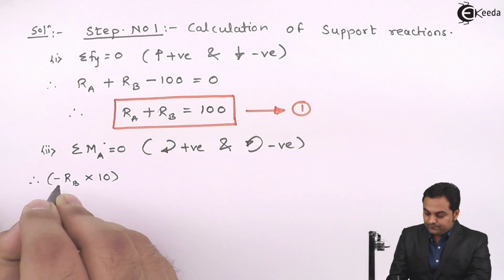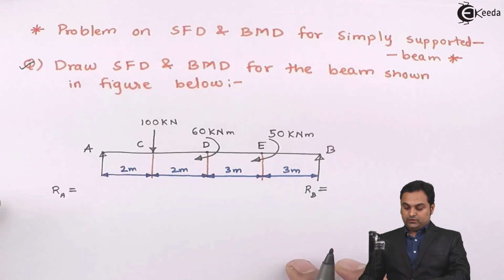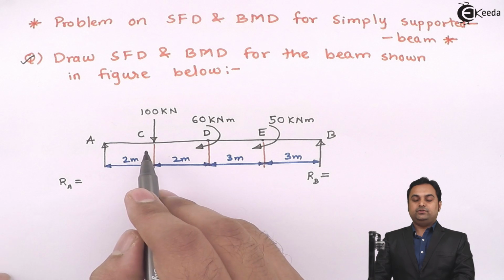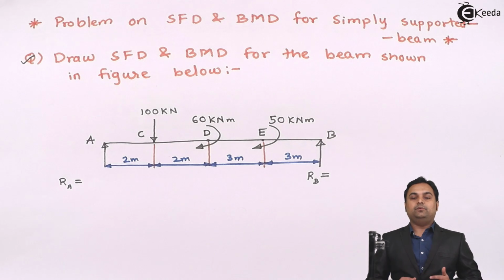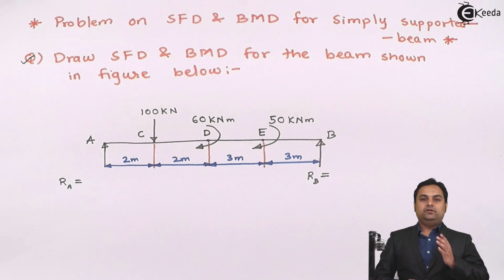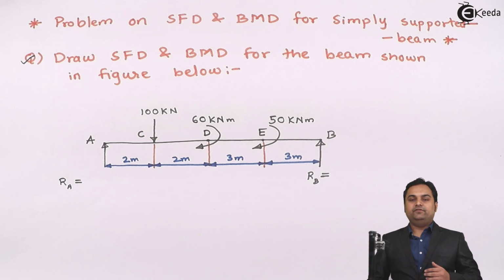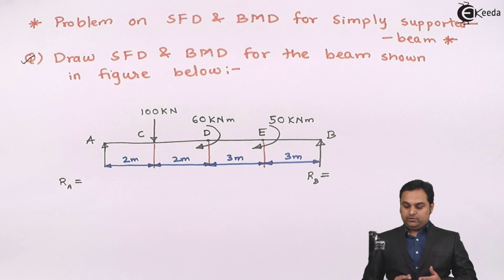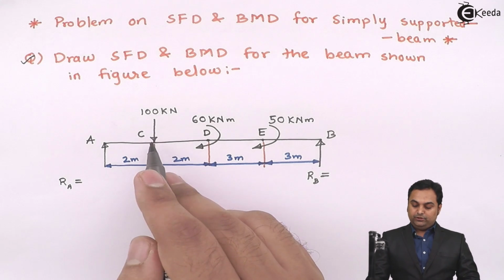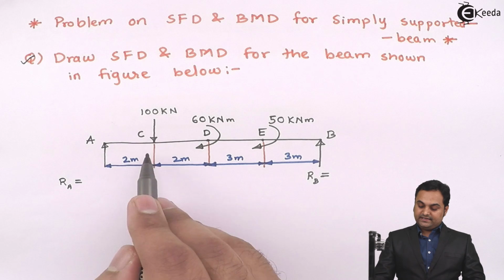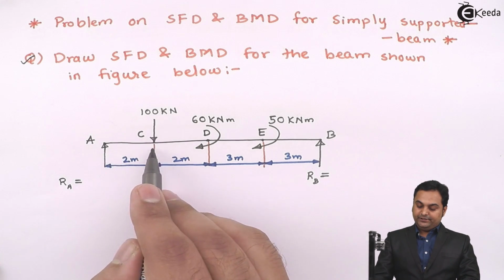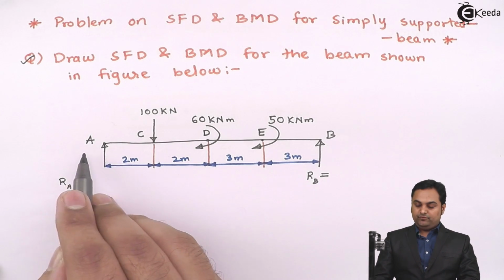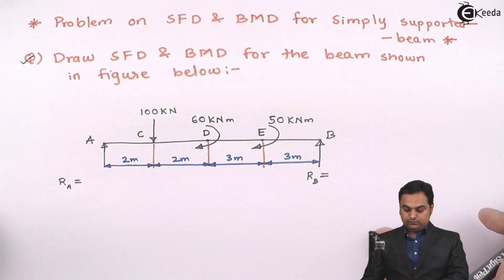So minus RB into 10. Next, here we have 100 kilonewton load, which is the point load. Whenever we are solving the problem, when we want to take the moment, first take the moment of point load and then we can go ahead with the other kinds of load. Here as I see, there is only one point load, which is 100 kilonewton. It is acting downward, so if I take the moment at point A, it will be producing clockwise moment, that is plus 100 into 2.